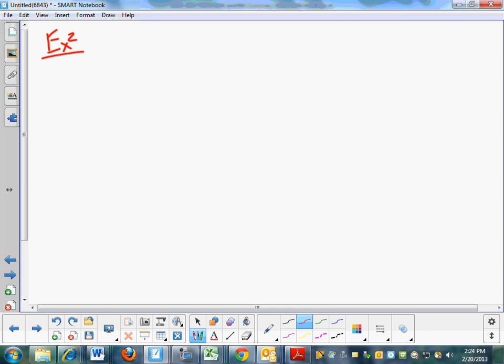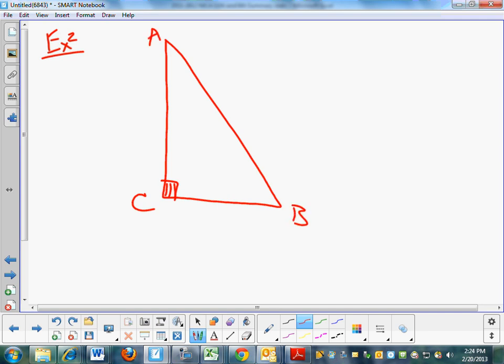Example 2. Looks like example squared. Draw a triangle. What if I said solve the triangle? If I say solve the right triangle, you have to be able to find A, B, and C. Big A, B, and C are the angles. Little a, b, and c are the sides, and they are opposite the angles.